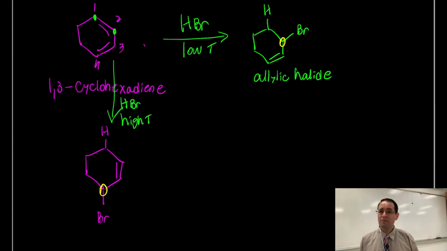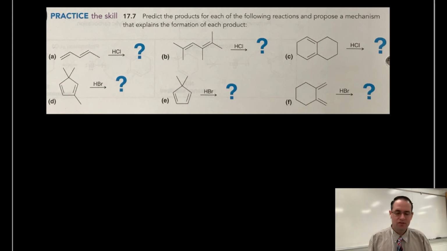Let's do a practice problem from the textbook now. Problem 17.7. Problem 17.7 is a great review problem. As you can see, the reagents are very simple: HCl and HBr. There's no reason to memorize a whole bunch of other reagents that do indeed react with dienes. Now, all of these are conjugated, so you don't have to think too much about that, okay?